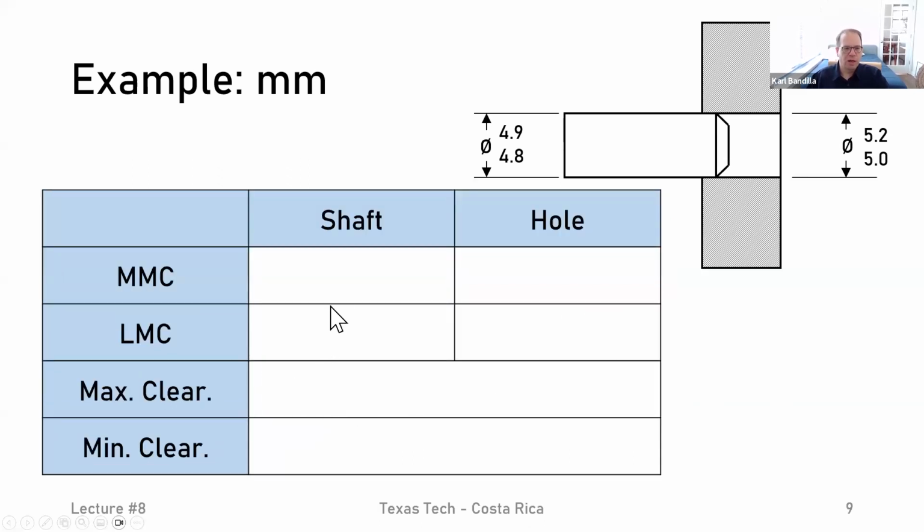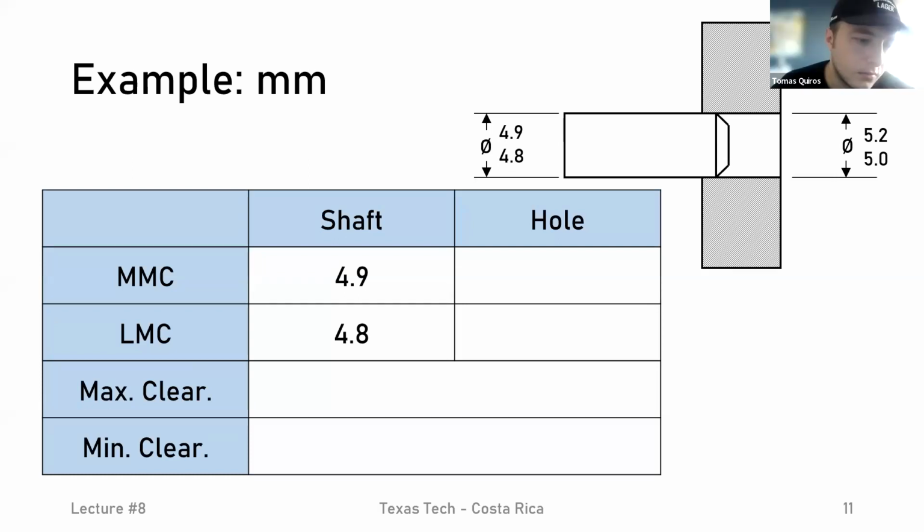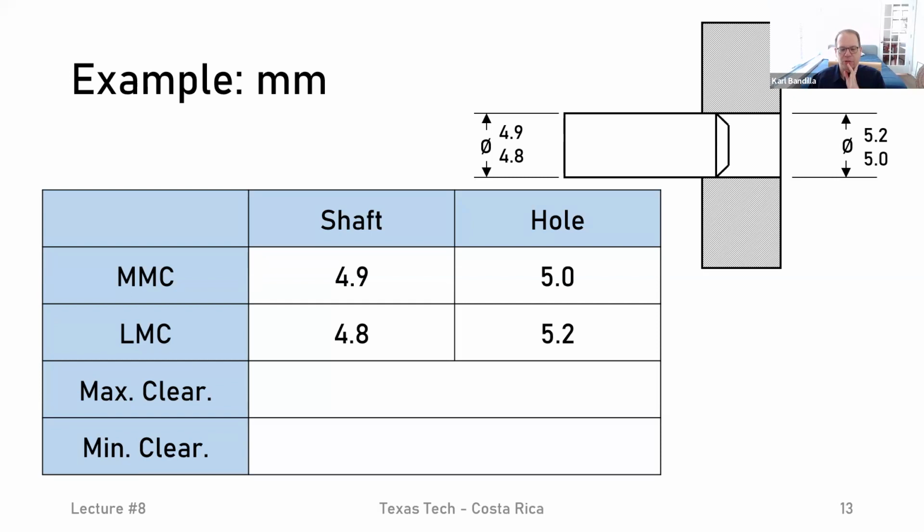Now we can do our maximum material condition and our least material condition. What's our MMC for the shaft? 4.9. Exactly, right? The bigger. So that means the least one is going to be 4.8. How about for the hole? The maximum one is 5.2, right? The lower of the two is 5.